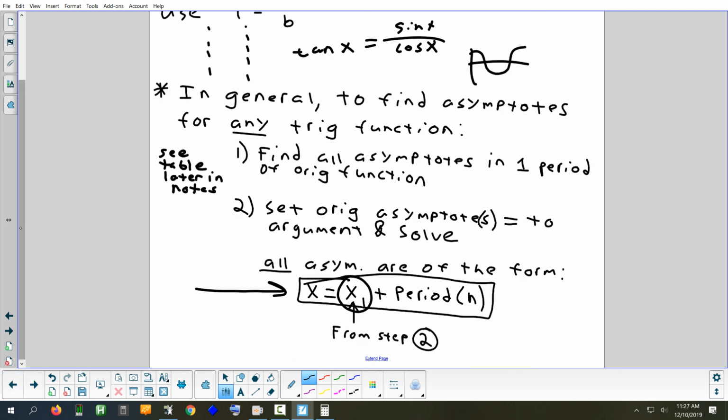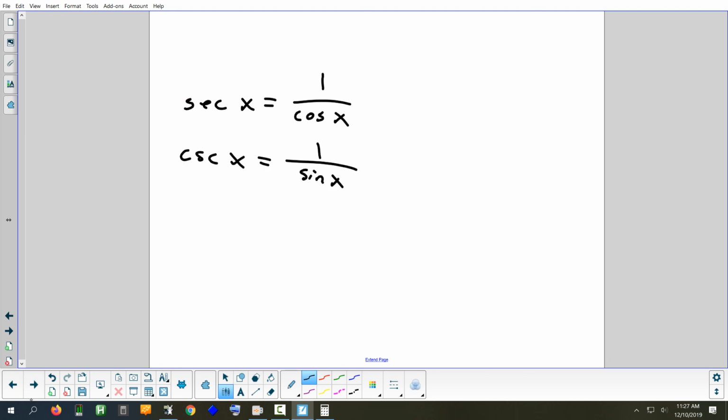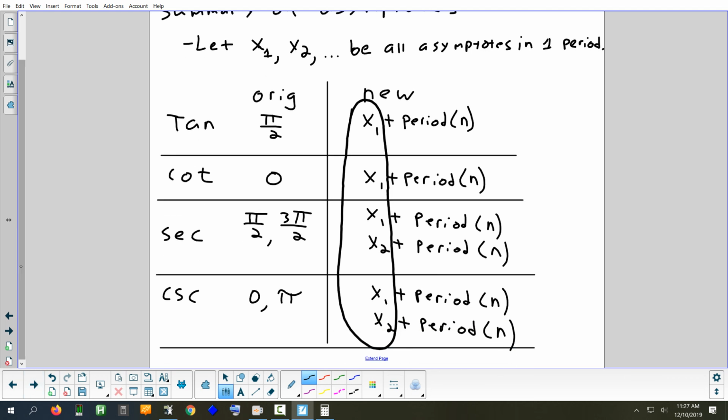Just to remind you, right here, step 2 is how you get everything that I circled right there. Set the original asymptote equal to the argument and solve. That'll give you the asymptote. Then put plus the period times n, and that represents the asymptote repeating forever. Okay, just don't forget secant and cosecant have two distinct asymptotes.